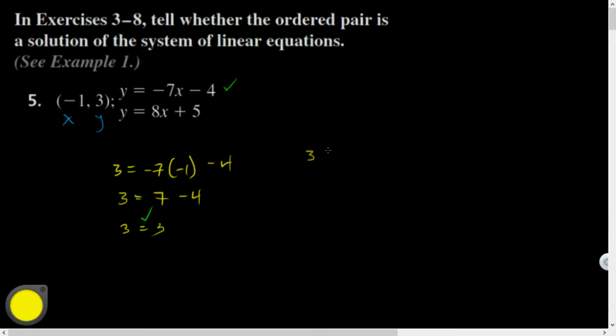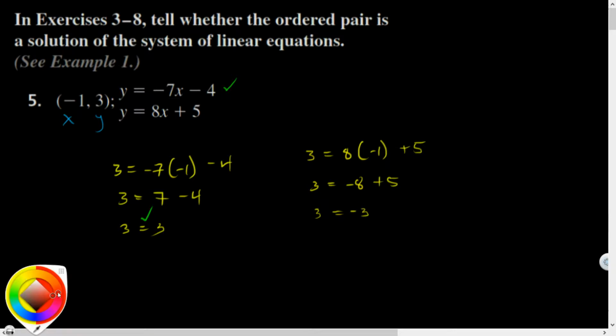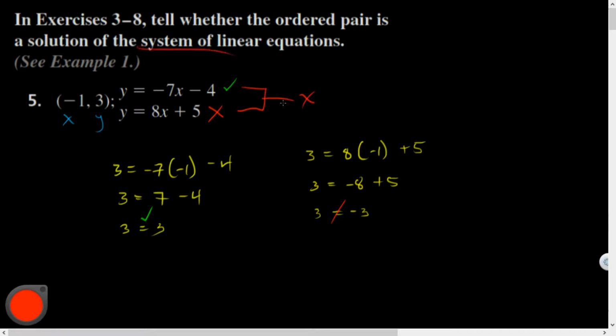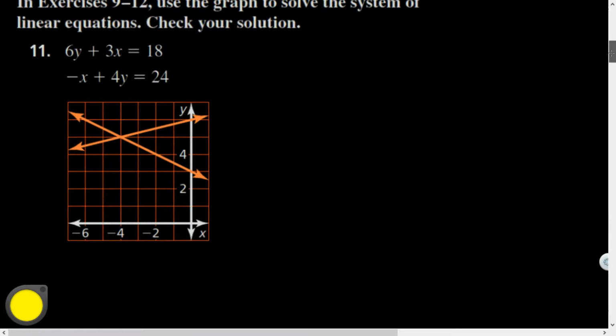For the second one, plug in 3 for y equals 8 times -1 plus 5. Let's simplify. 3 equals -8 plus 5. Oh, 3 equals -3 is a no-go. So because it does not work there, when I combine these two, it is not working for the system. By the way, a solution of a system of linear equations will be a point where both of the lines exist. You might call that an intersection, right? And we'll see a graphical representation in this next problem that I chose.